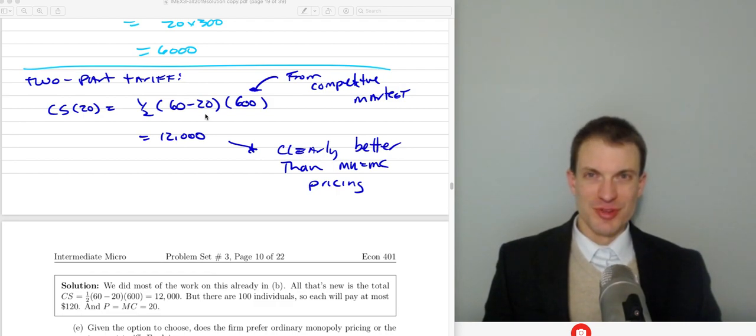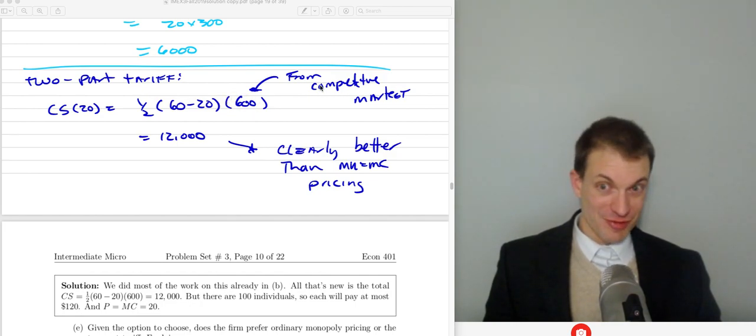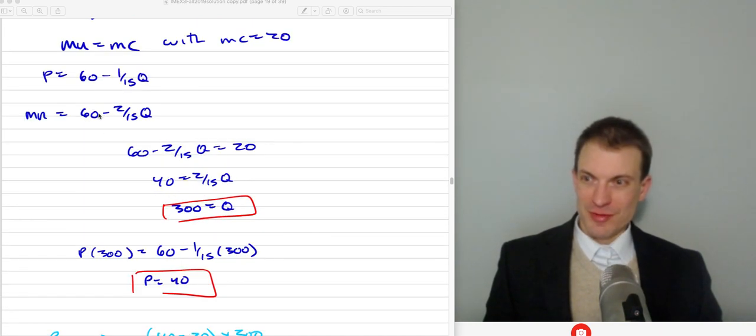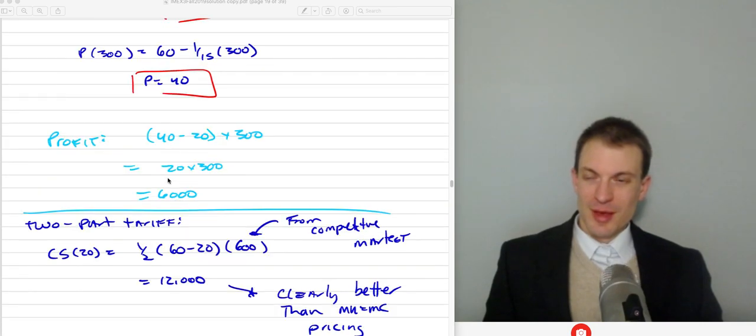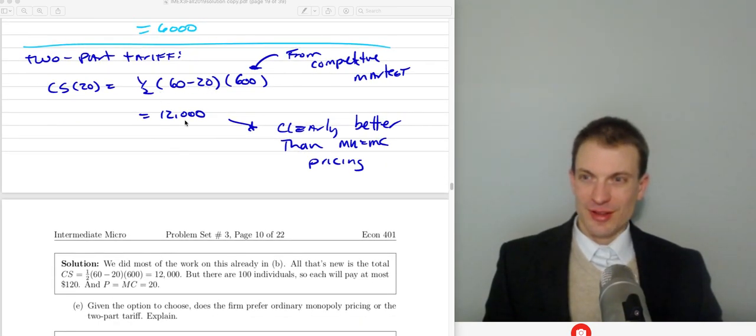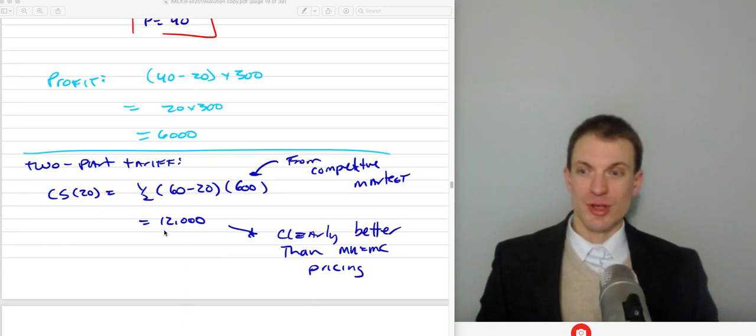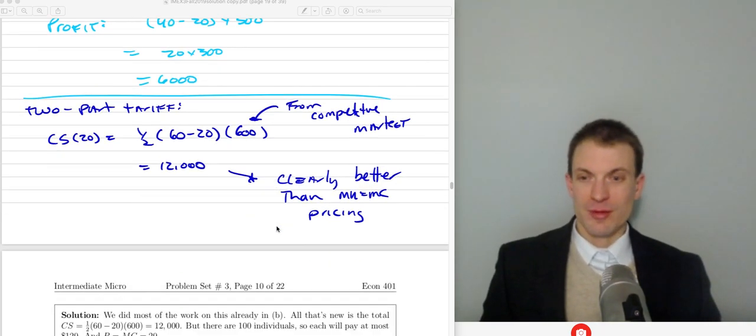Matter of fact, there's almost no calculation to do here because we already found the competitive market's going to produce 600. So from the competitive market, we know this portion of the triangle, 600. Then we're going to have the vertical intercept of my inverse demand curve, 60, minus the marginal cost of 20. Okay, so we're going to find consumer surplus would be 12,000. Clearly, this is better than monopoly pricing. Here again, we've doubled monopoly profits. Monopoly profits was 6,000. Here we get 12,000. So that's better than monopoly pricing.